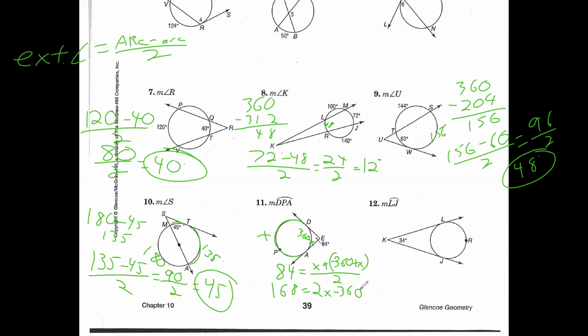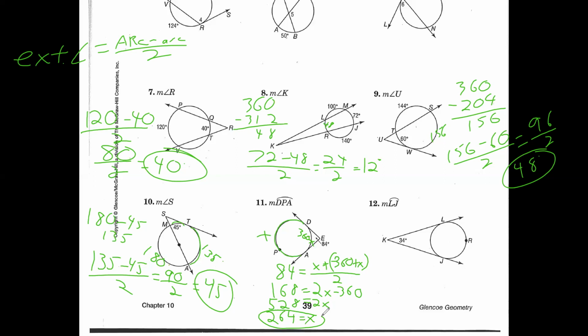Bring that 360 across the other side by adding it, that gives me 528. And finally, divided by 2, and we get 264 for x. 264 is going to be my answer, so I made x the one I solved for.